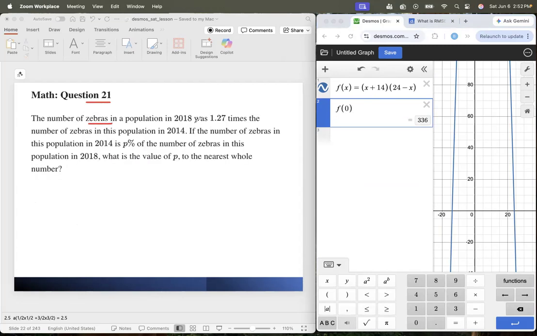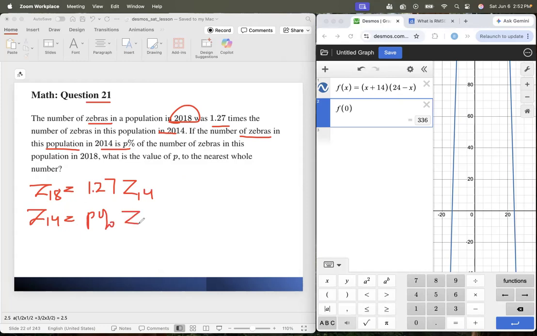The number of zebras in the population in 2018 is 1.27 times the number of zebras in the population in 2014. When you're reading a word problem, just convert it mathematically as you go along. It becomes easier. So zebras in 2018 is 1.27 of zebras in 2014. And say the number of zebras in the population in 2014 is p% of what? The number of zebras in 2018. What is the value of p to the nearest whole number?